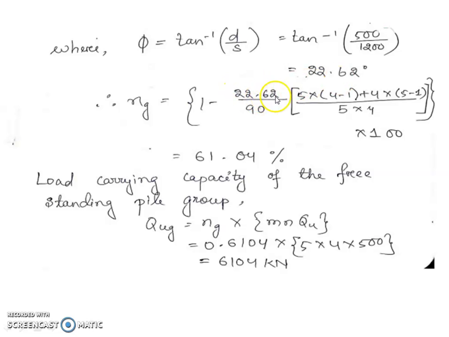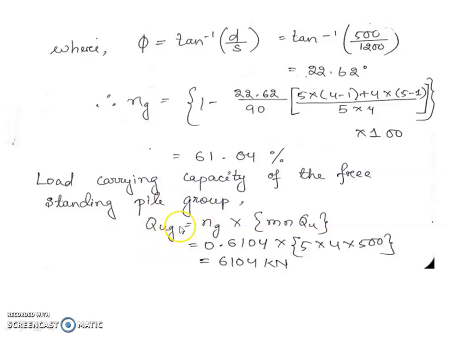So here in the formula we can substitute the value of theta. M value is 5 and n value is 4. So substitute m and n values in the equation to get eta g equal to 61.04%. And also in the problem it is asked to find the load carrying capacity of the freestanding pile group.